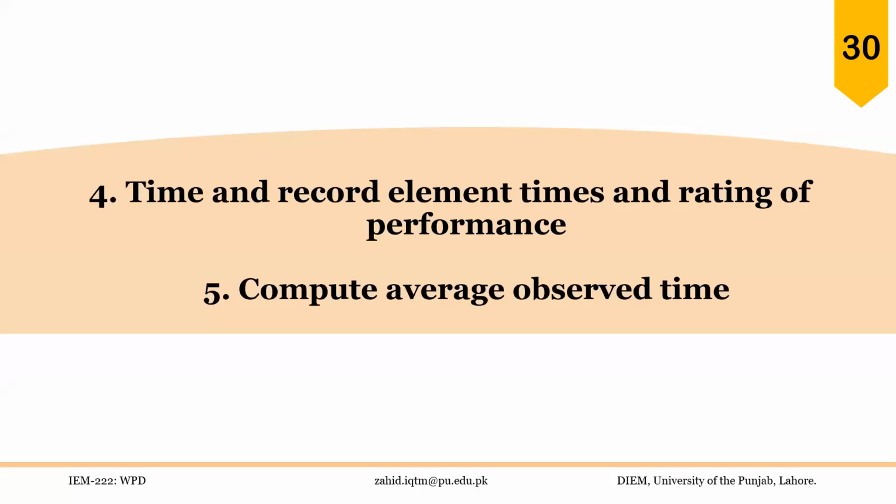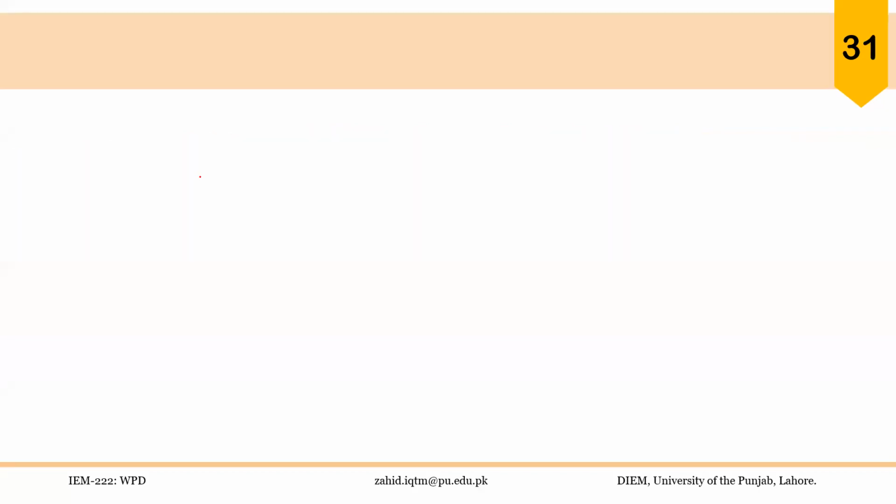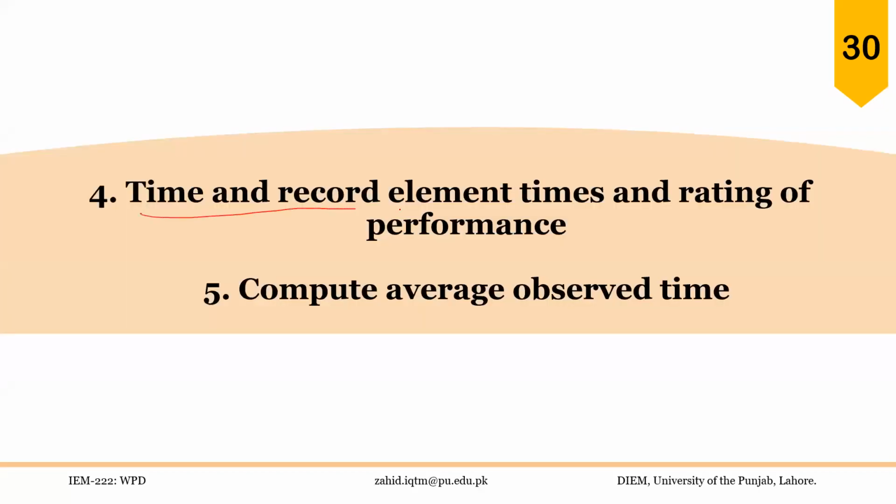Once you have selected the task to be timed and you have found N, the number of observations to take, then comes the practical step, that is to observe the task. So step number 4 is to time and record element times and ratings of performance. And an important point is that both these things, timing and recording the element times and rating, should be done simultaneously.